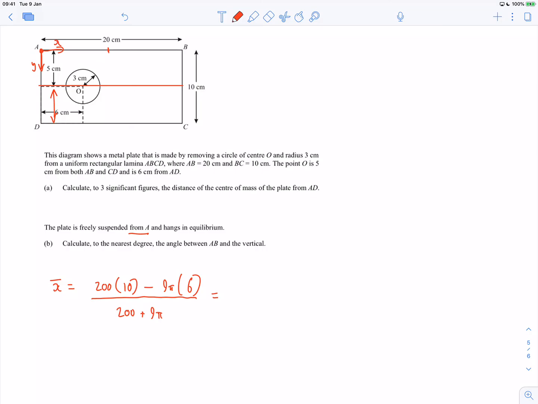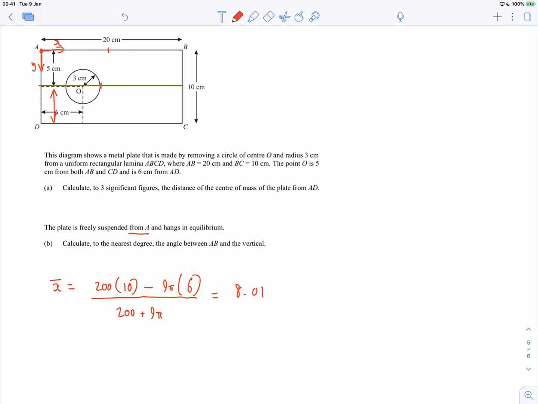So all I have to do is bang that in the calculator. So I've got 200 times 10, which is 2000, minus 9 times 6, which is 54 shift pi, and this is over 200 plus 9 shift pi. So to 3 significant figures. That's interesting. That's really interesting, because it's saying X bar is 8.01 to 3 significant figures.